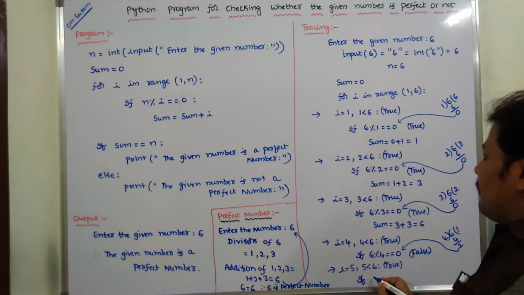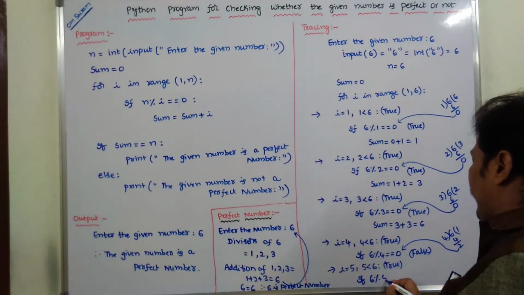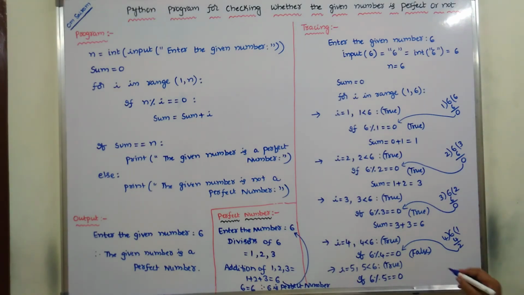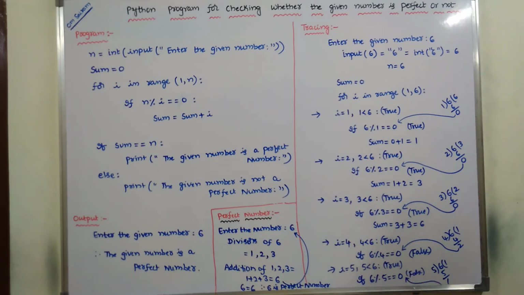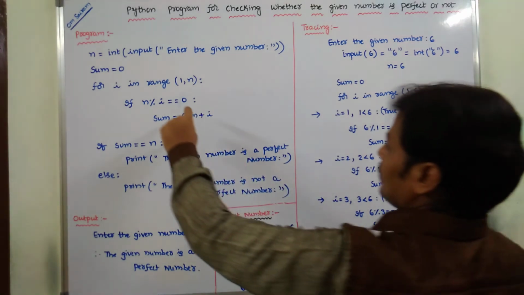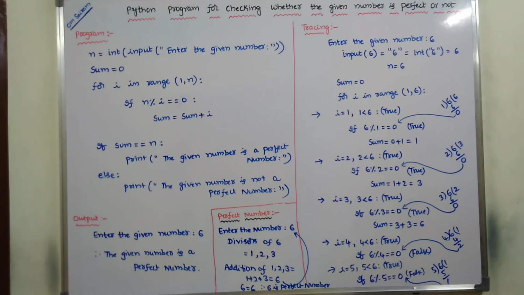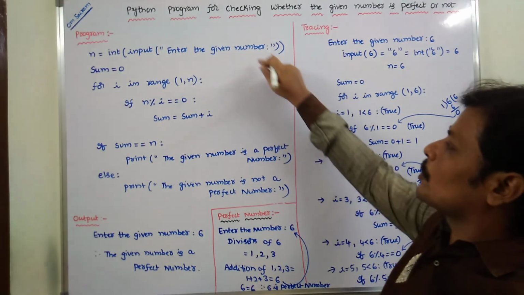If n value 6, 6 modulus 5 is equal to 0. So that means 5 divides 6 one time, remainder value 1. So here the remainder value is 1, but here we need 0. So 0 not equal to 1, that is false. 6 modulus 5 is equal to 1, but it is written as 6 modulus 5 equal to 0. Because of that reason, the control does not enter into the body of the if block. Again control goes to the for loop.